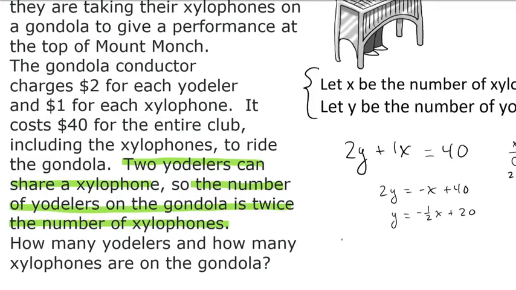Look, the number of yodelers is twice the number of xylophones. Right? Because of our let statement, x is the number of xylophones, y is the number of yodelers. We have this secondary equation from the information that's in red. This equation says that y is twice x. Y is the number of yodelers. So this equation also says the number of yodelers is twice the number of xylophones.